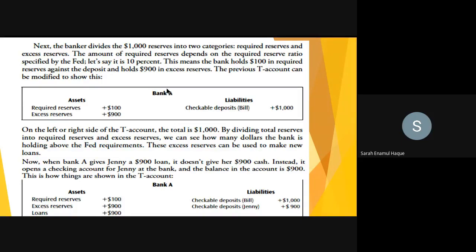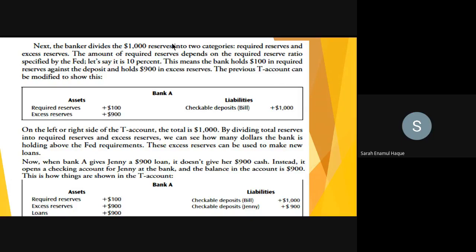So this is very clear. Total money that has been deposited is $1,000. From there, 10% has to be held as required reserves, and you can calculate it very easily. 10% of 1,000 is $100, right? So $100 is part of the required reserves, and the remaining money, that means $900, is now part of the excess reserves. Now let's see what happened to the T account.